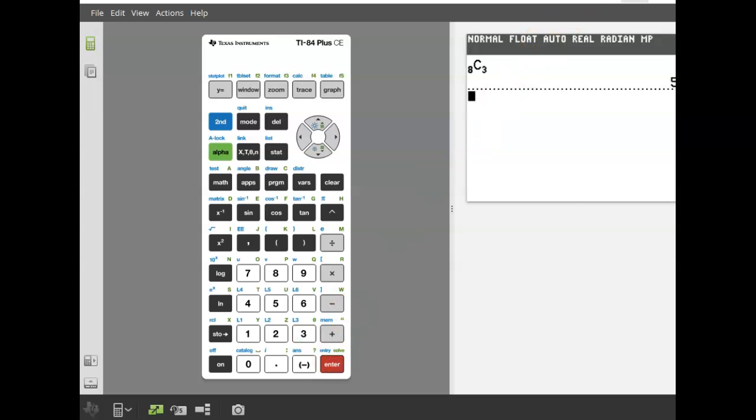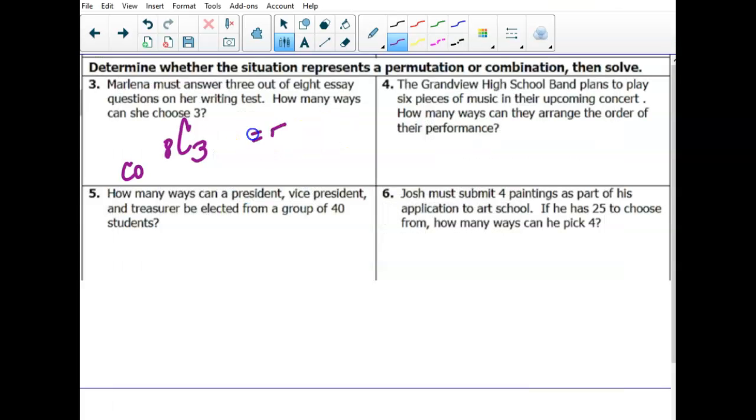I got 56. All right, Grandview plans to play 6 pieces in their upcoming concert. How many ways can they arrange the order of their performance? Okay. So they're going to play all 6, but the order is going to matter. So we could do 6P6, which is also 6 factorial, or 6 times 5 times 4 times 3 times 2 times 1.